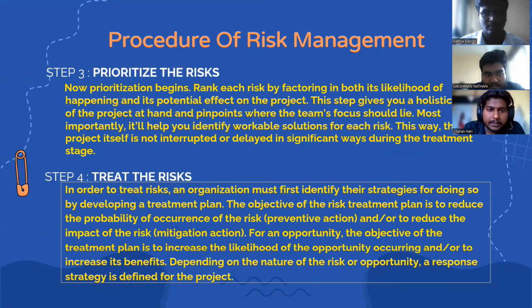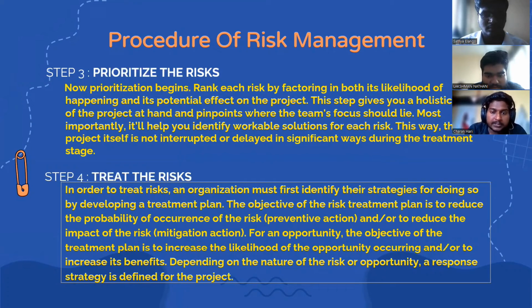So let's see step 3. Prioritize the risk. And now prioritization begins. Rank each risk by factoring in both its likelihood of happening and its potential effect on the project. This step gives you a holistic view of the project at hand and pinpoints where the team's focus should lie. Most importantly, it will help you identify workable solutions for each risk. This way, the project itself is not interrupted or delayed in a significant way during the treatment stage. Step 4. Treat the risk.